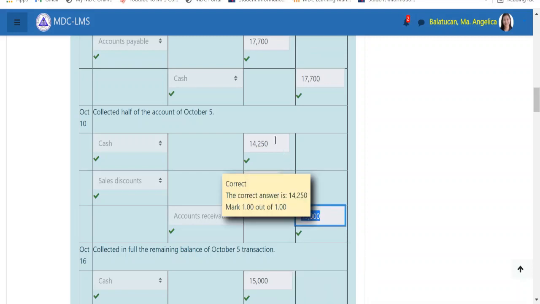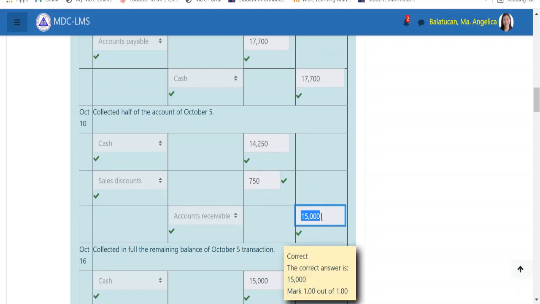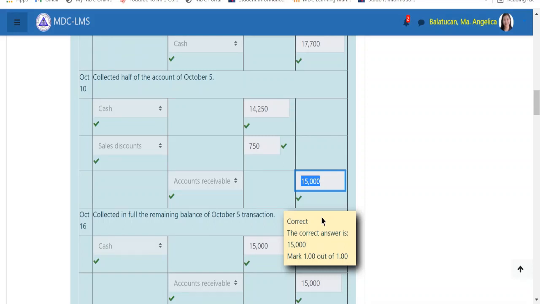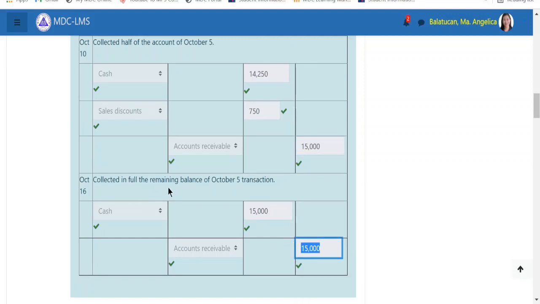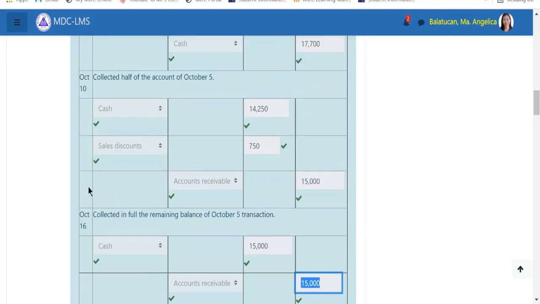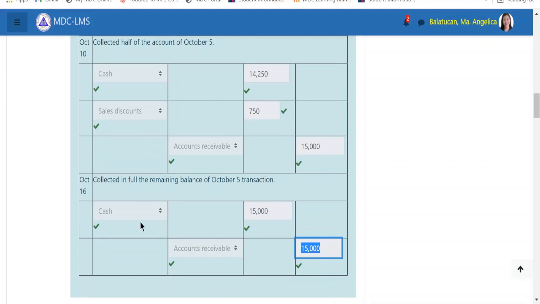But remember that the payment was only 14,250, but the credit to accounts receivable was 15,000. So the remaining amount, that's 32 minus 2 minus 15, that would be 15,000. But since the payment was made on October 16, and remember that the discount period is 10 days, October 5 plus 10 is October 15, therefore, the collection made on October 16 will no longer have a discount. Okay, so therefore the customer will pay us in full 15,000 without the discount.